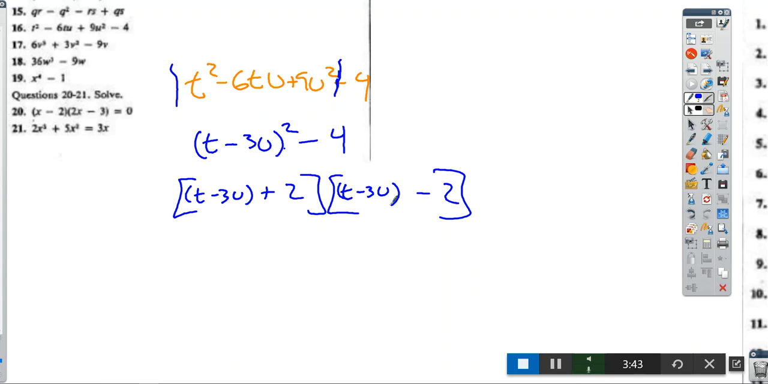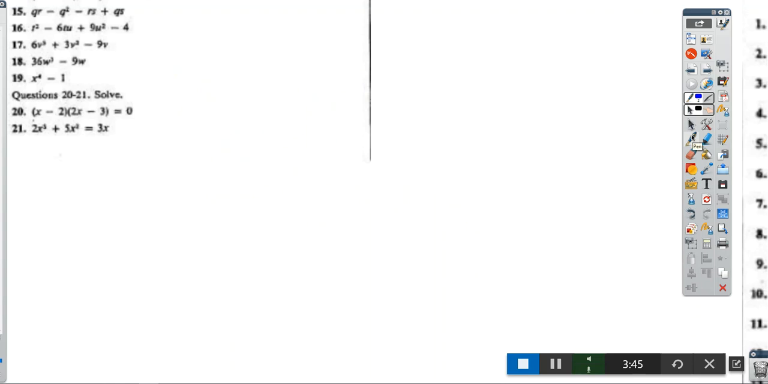Next problem. This is a magic blue marker. So we have 6v to the 3rd plus 3v squared minus 9v. So what goes into all 3 of these? Well, 3v, that's pretty easy. Greatest common monomial, 3v. So we have 3v times 2v squared plus v minus 3.